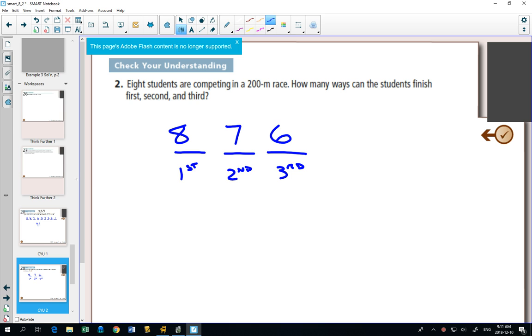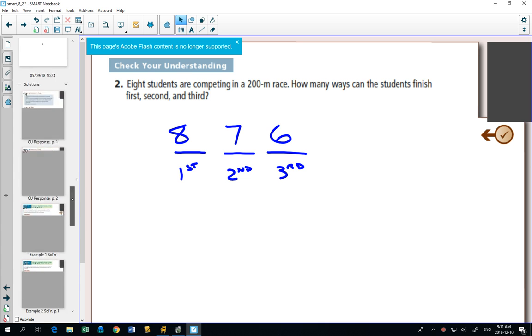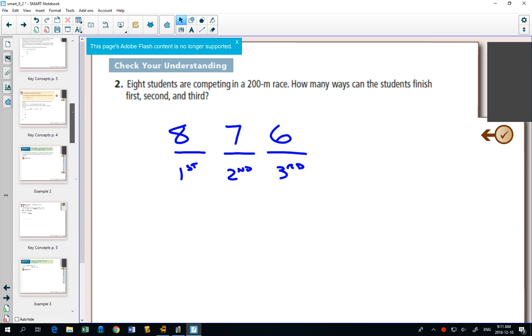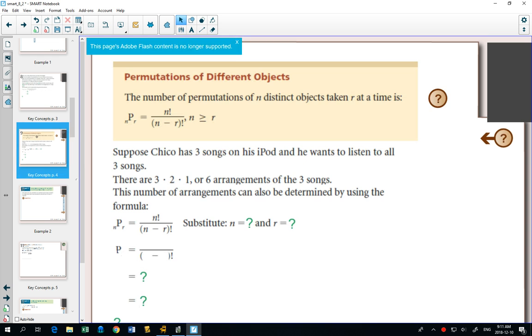So we could use the spaces, but the textbook right before this wants to introduce you to a new formula that you could use as well. So if you go back right before this question, they have the formula for permutations of n distinct objects taken r at a time. And the notation is nPr. So what this formula says, in our example, we have 8 people running a race, and we want to choose to place 3 of them in order.